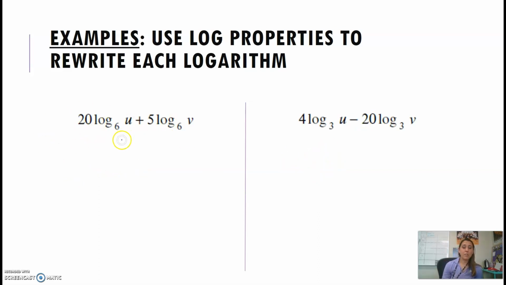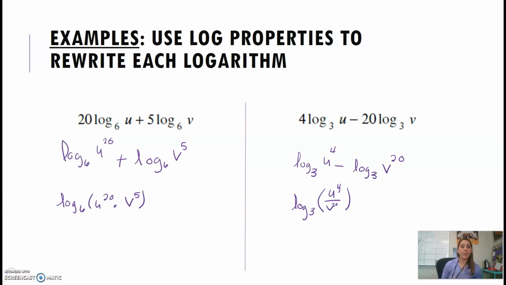This is the same thing, so go ahead and hit pause and try these on your own. I'm going to write the answers, but hit pause. Okay, so since this is addition, you should have seen that it was multiplication. So the first thing I did is I did the reverse power rule, so I got log base 6.